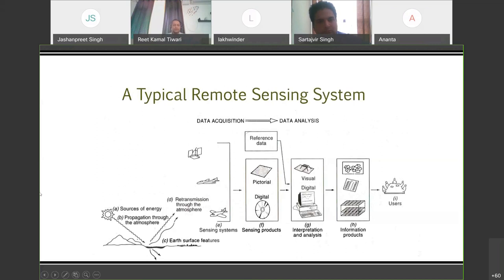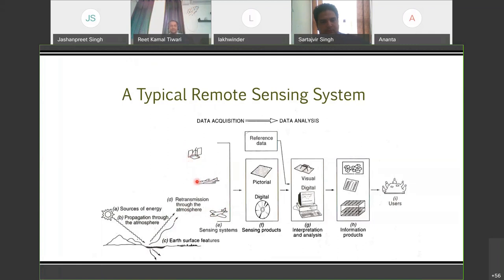If we talk about a typical remote sensing system, this diagram highlights it very well. We have the sun, the source of energy, which sends energy toward the Earth's surface, and it is reflected. When the energy is absorbed, it is also emitted by the Earth's surface. Like in the thermal region, when the Earth's surface is above 0 Kelvin, it emits electromagnetic radiation, and those radiations are captured by sensors installed on an aerial platform, satellite platform, or any other platform.